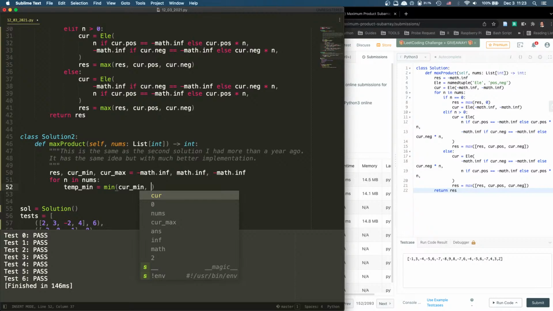So I want to find the minimum value. Shouldn't be current min. Well, current minimum multiplied, if n is positive, it's going to be current min multiplied by n. If n is negative, then it shouldn't be current max.